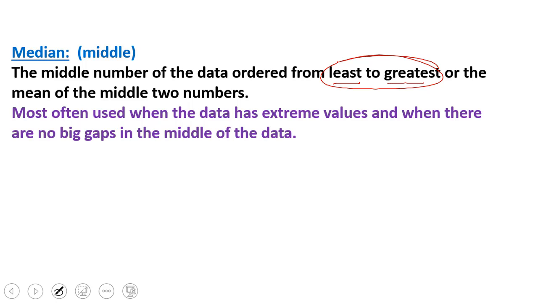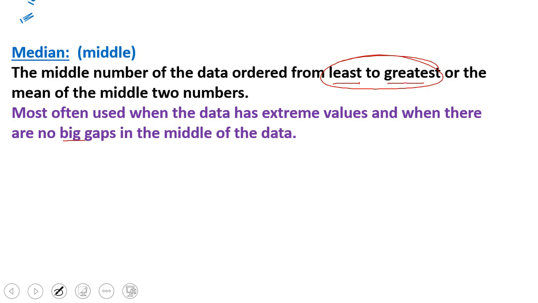Also, it could be the mean of the middle two numbers. So if we have an odd set of data, there's going to be an odd number of items in the data set. We will be given exactly what the median is. It will be the middle number for that odd set. If we have an even number of items in the data set, then we have to take the middle two numbers, add them together, and divide by 2. And the median is most often used when the data does have those extreme values, something that's really high or really low, and when there are no big gaps in the middle of the data. We don't want those big gaps in the middle of the data.